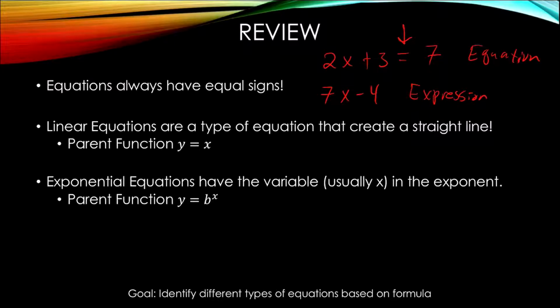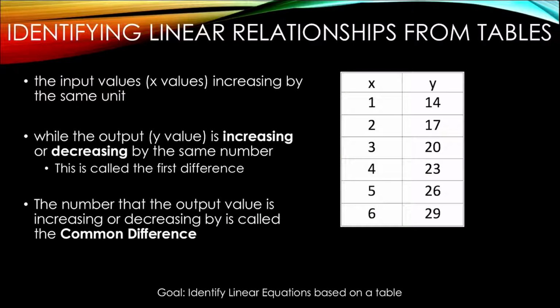Linear equations are a type of equations that create a straight line. The parent function is y equals x. Now remember, a parent function is the most basic form of a function. And exponential equations have the variable, usually x, in the exponent. The parent function is y equals b to the x. So I look at my variable here, x. It is in the exponent. That's how we know.